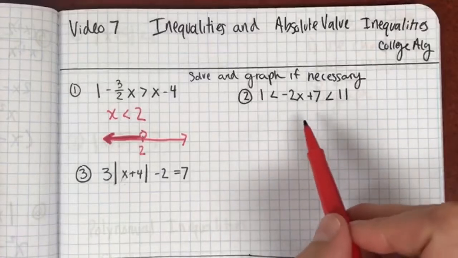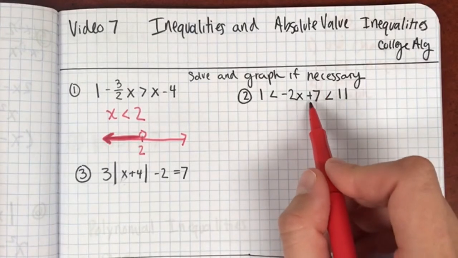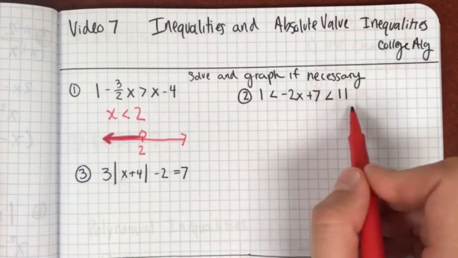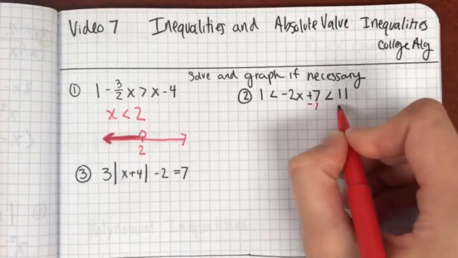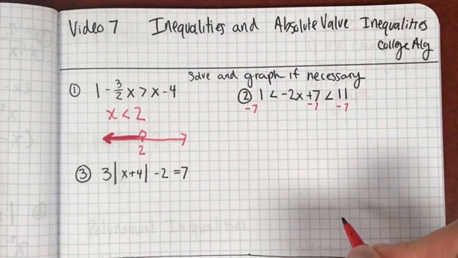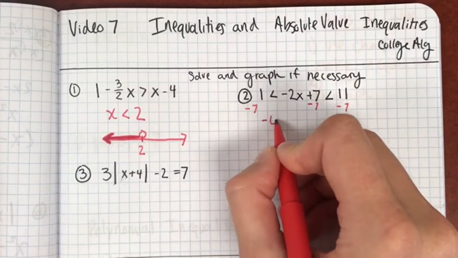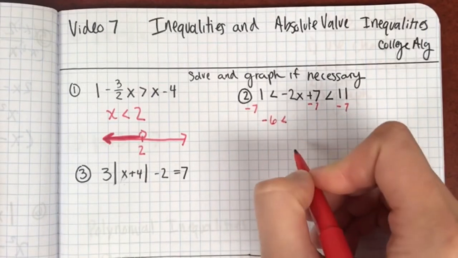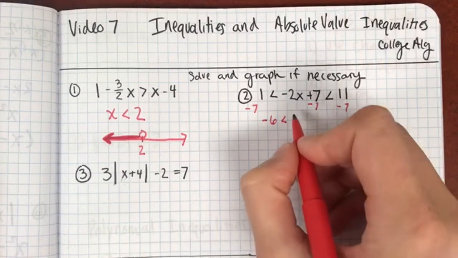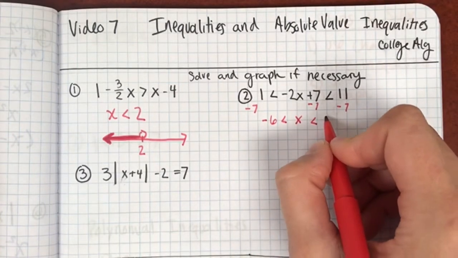Okay, for a problem like this, remember when we subtract 7, we'll have to do it from the middle and both ends. So it would be minus 7, minus 7, minus 7. All right, and so here we'd get negative 6 is less than x is less than 4.